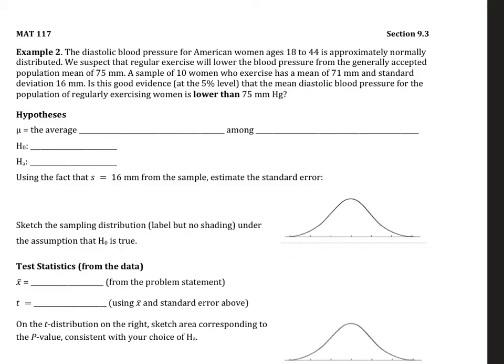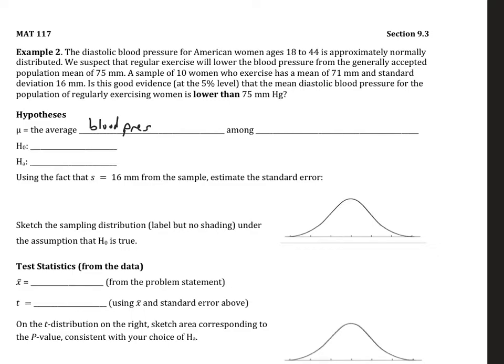And so to do that, we're going to randomly sample 10 women who exercise and take their blood pressure, take the average of those 10 readings, and then see if that provides enough information to make a conclusion that within the population of exercising women, the blood pressure is lower. So we start off like before, carefully stating the population parameter that we're testing here. And in this case, we're testing the average blood pressure reading.